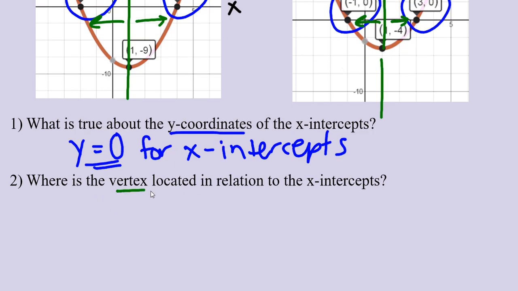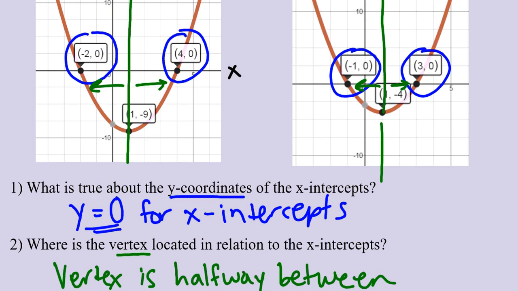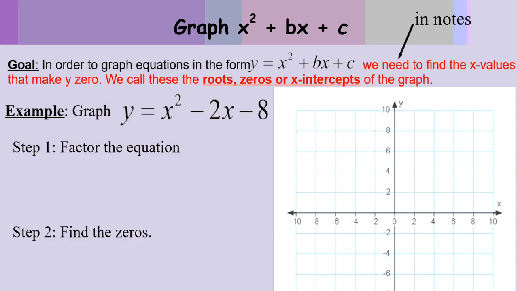So where's the vertex located in relation to those blue x-intercepts? The vertex is right in the middle. It's halfway between them. And that's going to be the key for us graphing the quadratic equations and functions that we look at. We're going to first find the x-intercepts. And if we know where the x-intercepts are, we can get where the vertex is because the vertex is going to be halfway between them. So that's going to be our goal.